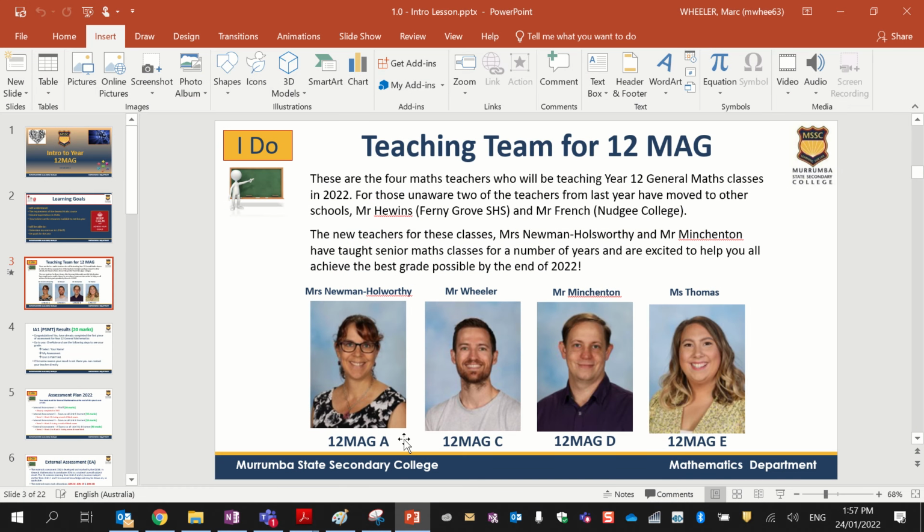So the teaching team, there are 4 maths teachers who are teaching General Maths. For those unaware, Mr. Hewins and Mr. French have left. Okay, so we've got Miss Newman and Mr. Minchinton. Both Miss Newman and Mr. Minchinton have taught loads of senior maths classes for a number of years, and they're excited to help you get the best grade possible. So no student is going to be disadvantaged by having a new teacher in Year 12. Myself and Miss Thomas are continuing with our classes.